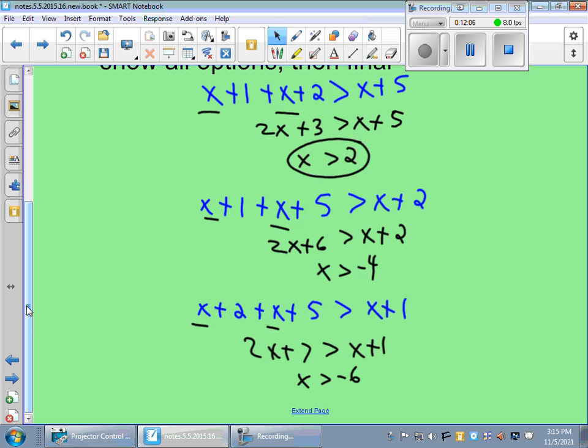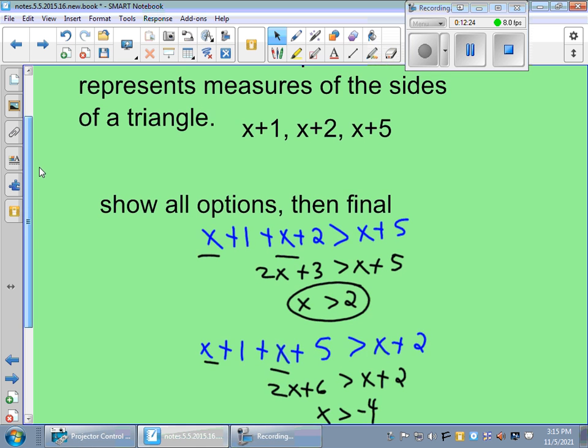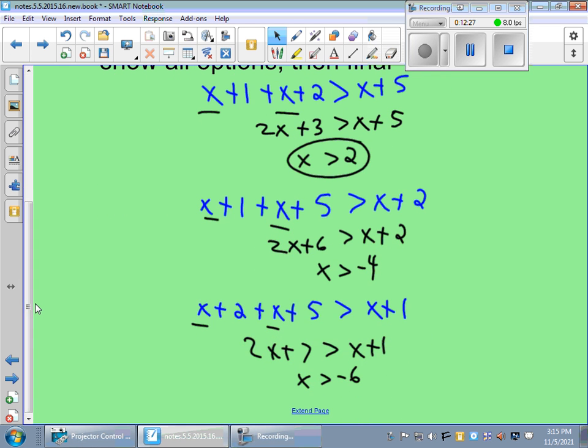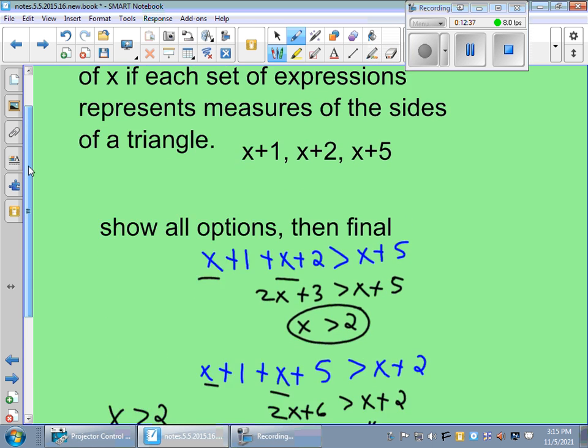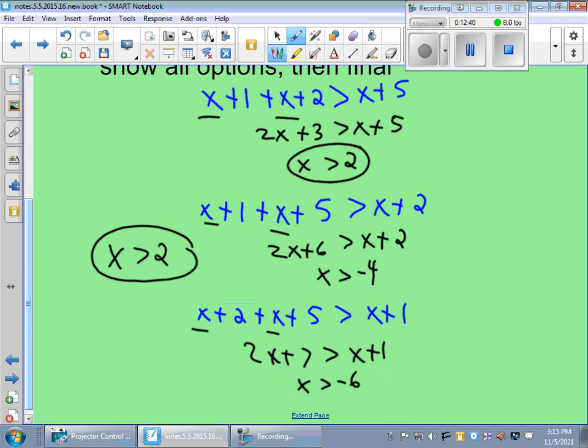So when we evaluate the final answer here, we are looking for X is greater than 2. So it says show all options, and then we want the final. So if we are allowed to include negatives, we would go with X is greater than 2. Again, if these are side lengths, find all the sides. So we have to find a value that is greater than 2.